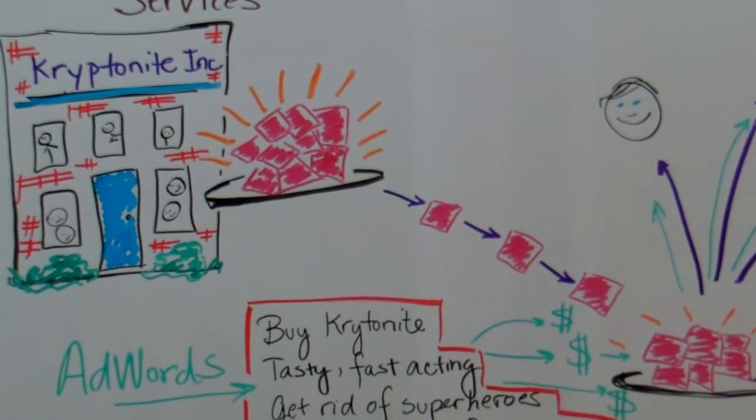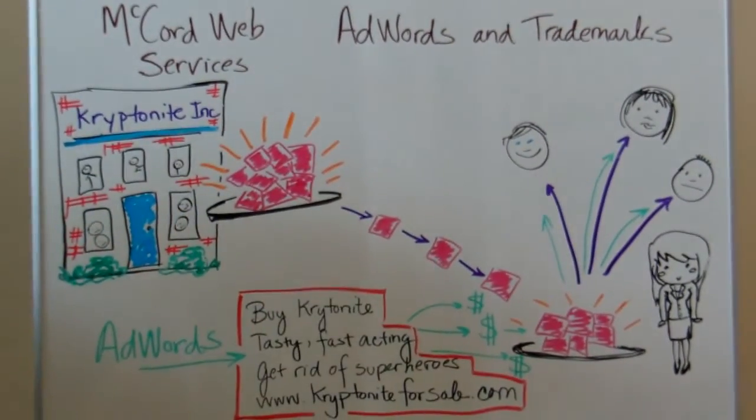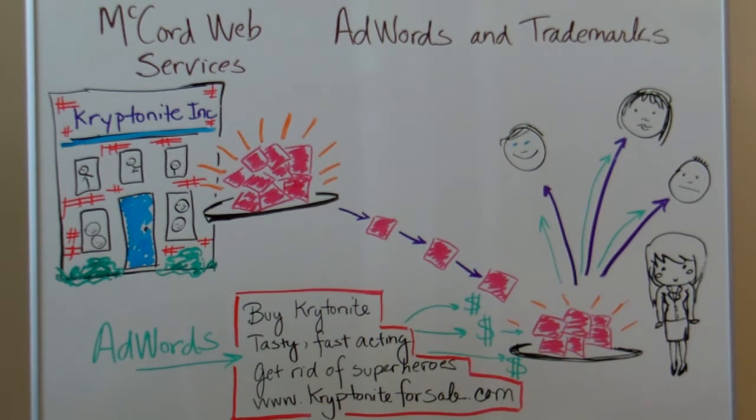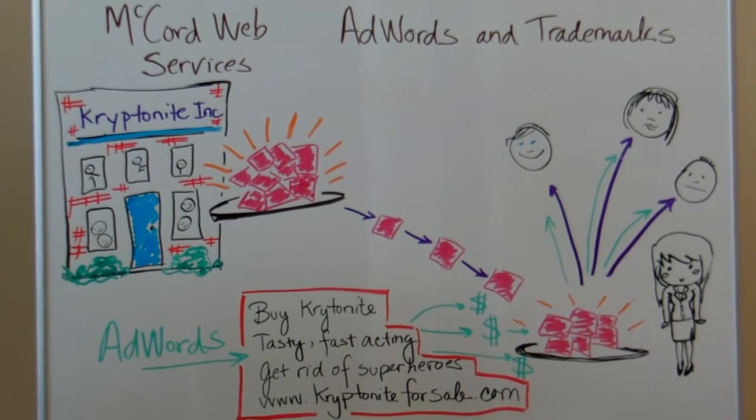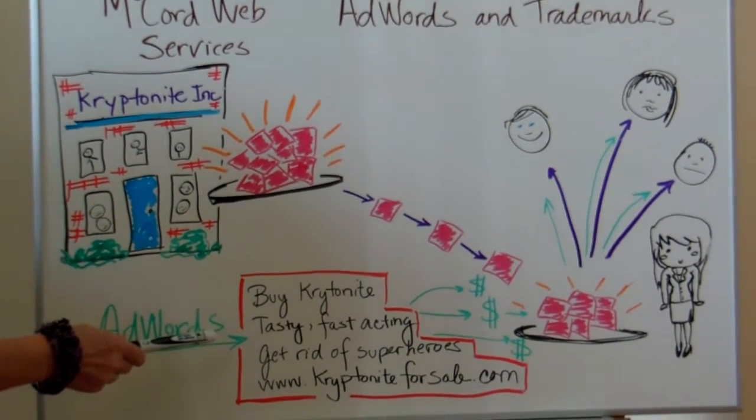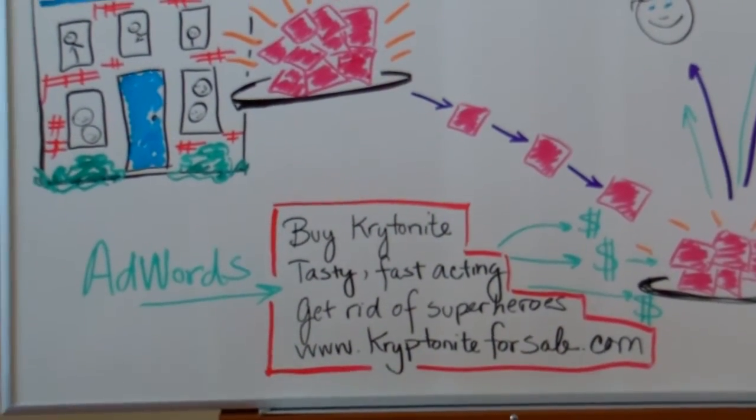And they are selling kryptonite to Susie down there, who is a reseller. Susie, in turn, sells kryptonite to customers. She uses Google AdWords ads to drive traffic to her website to make more sales on kryptonite.